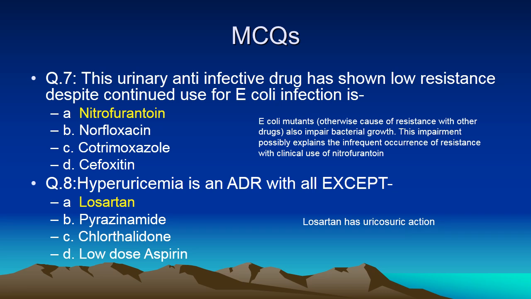Question 7. This urinary anti-infective drug has shown low resistance despite continuous use for E. coli infection, treatment and prevention. It is nitrofurantoin, and the reason is that E. coli mutants, which otherwise would cause resistance to many drugs, also impair bacterial growth. So the mutation that causes resistance impairs bacterial viability, which explains the infrequent occurrence of resistance. This is a very unique mechanism of low resistance.